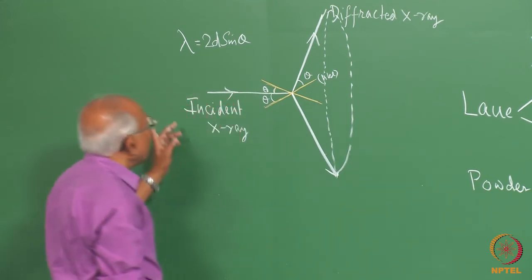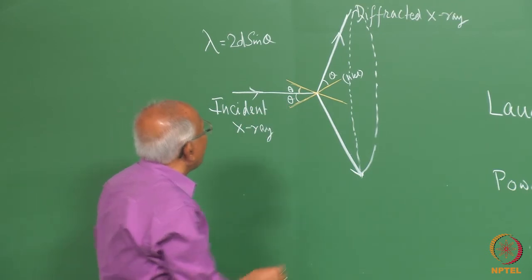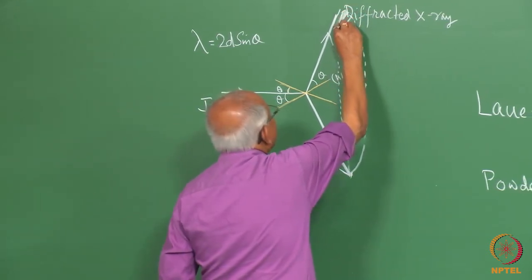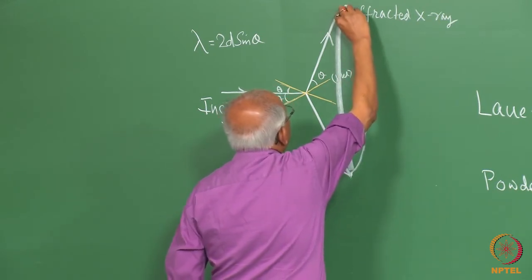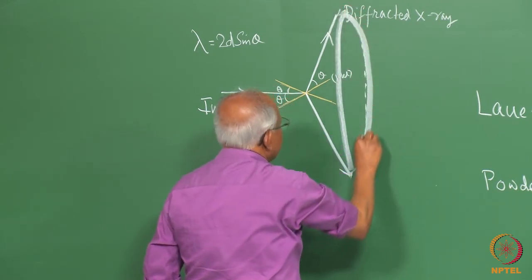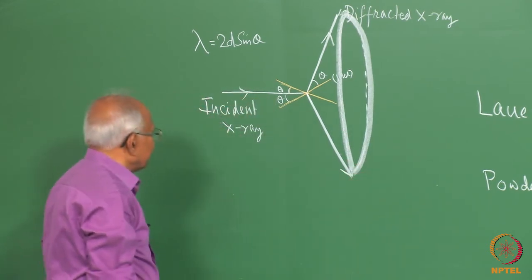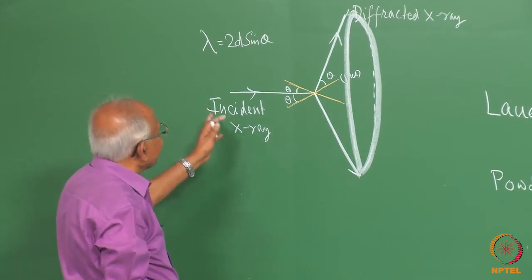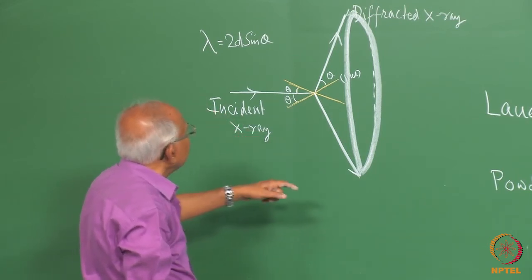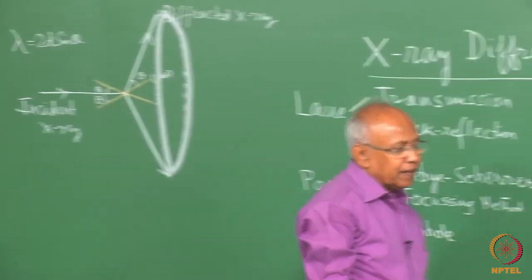So, the whole diffracted X-ray radiation will come out in the form of a cone of radiation. The whole diffracted intensity from all the diffracted beams coming out from the same plane HKL from many, many crystallites present in the sample will come out in the form of a cone of radiation.